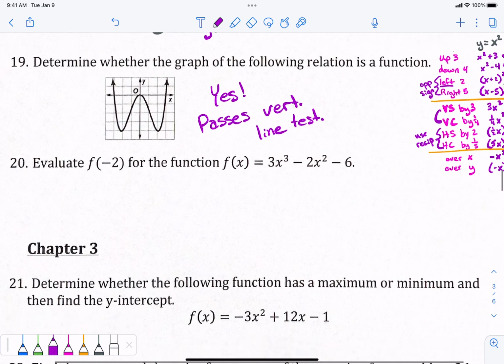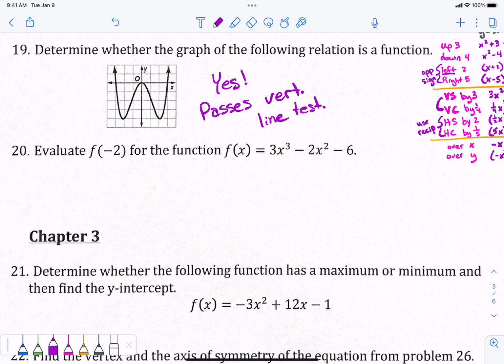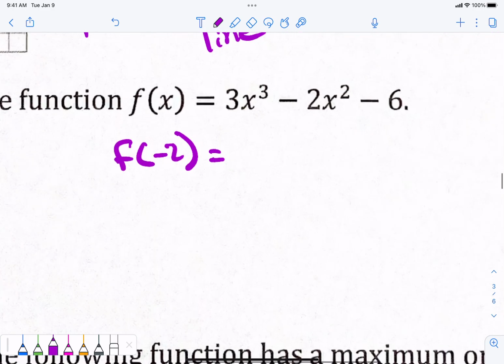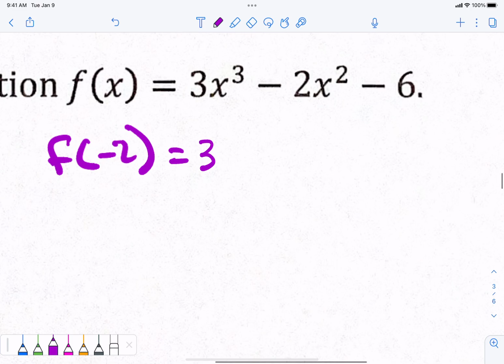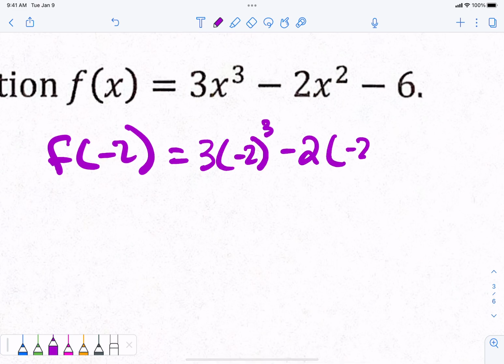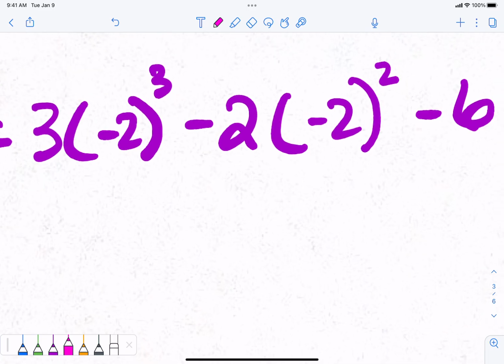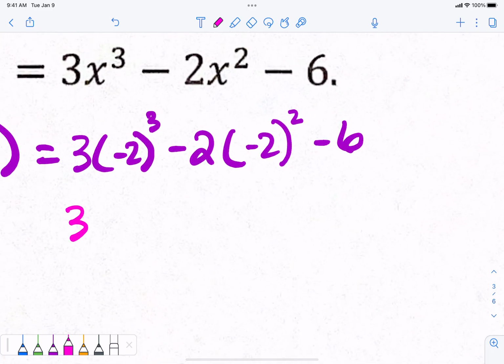Perfect. Okay. Number 20. What does it mean when it says f of negative 2? We plug negative 2 in for x, that's all you do. All right. So 3 times negative 2 to the third power minus 2 times negative 2 to the second power minus 6. If you want to try to plug it into your calculator, go for it, but make sure you're using parentheses correctly.